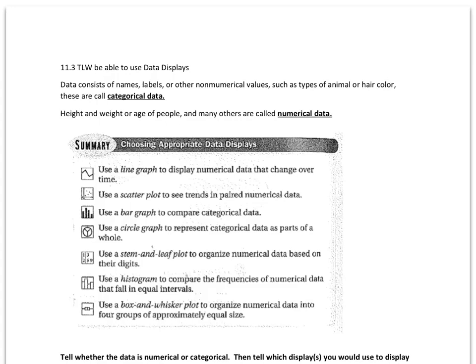Choose the appropriate data display. So a line graph to display numerical data. So there's one numerical. Let's go through and see paired numerical. Now scatter plot is like when you pair together height and weight and graph those. So X is the height, Y is the weight, things like that.